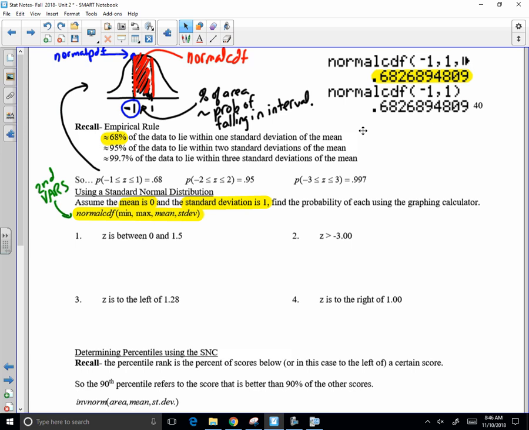All right. But that's actually where the 68% comes from. Same idea. If you do it -2 to 2, same calculation, just -2, 2, you get about 95%. I believe it's 0.954-ish. And then 0.997 and a whole bunch of change after that. All right, so that's actually where this stuff comes from.